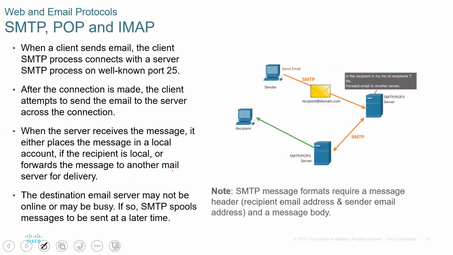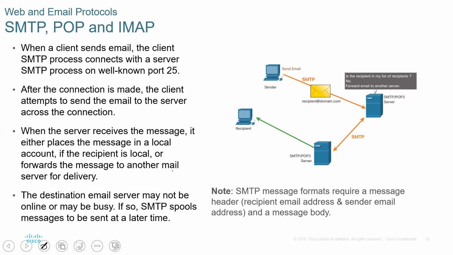All right. So when a client sends email, the client SMTP process connects to the server. The SMTP process is known for port 25. That's where mails run through. So after the connection is made, the client attempts to send the mail to the server across the connection.